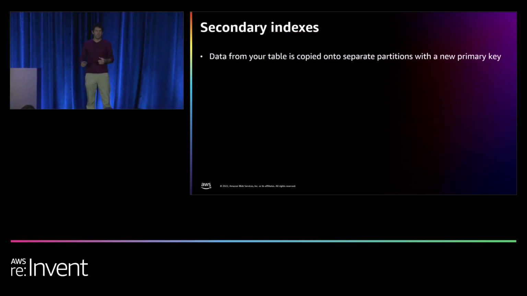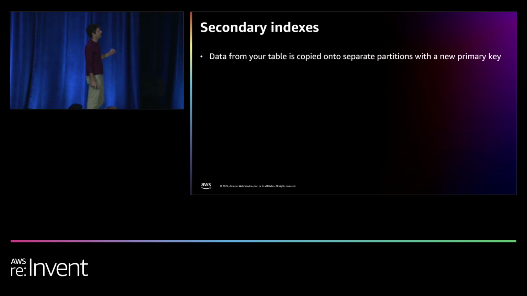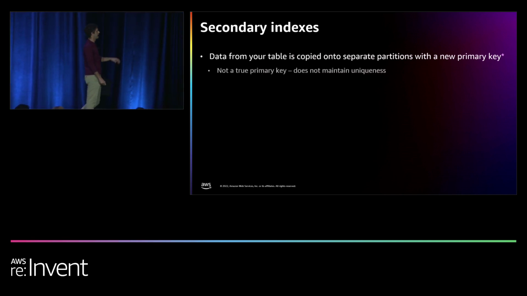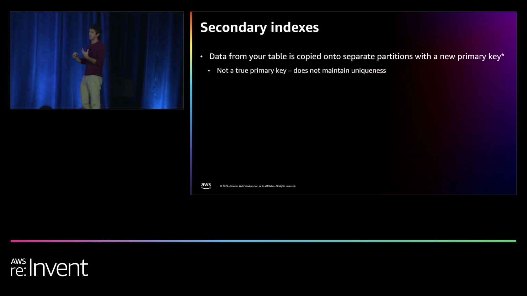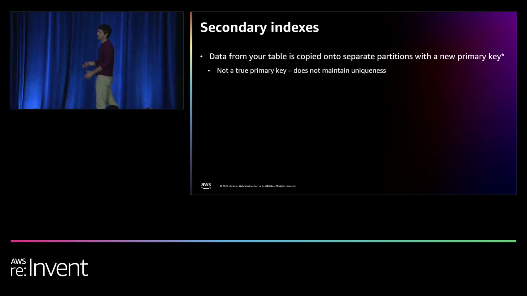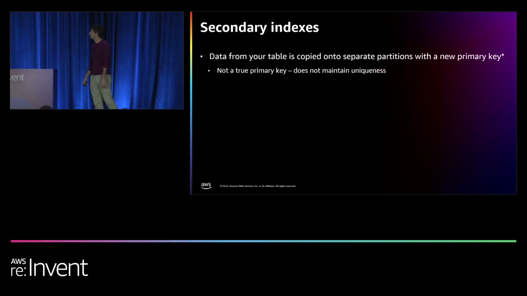So again, with secondary indexes, data from your table is copied on separate partitions with a new primary key. I say new primary key, but that's a little bit with an asterisk. It's not a true primary key. It's not maintaining uniqueness and things like that. But in terms of the query API, it acts very similar to a primary key in your DynamoDB table. You can use simple, you can use composite, things like that.